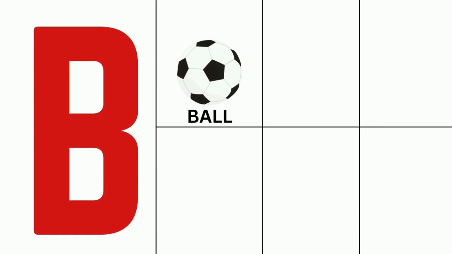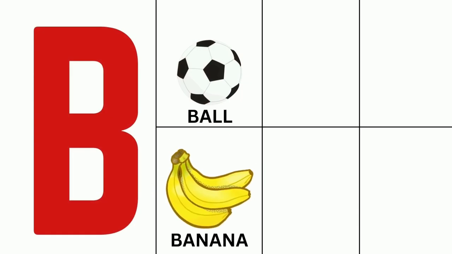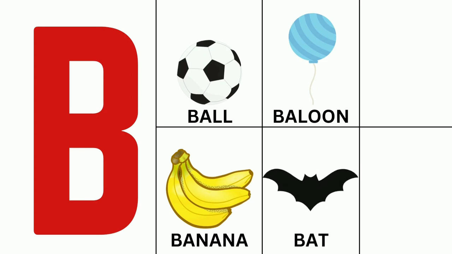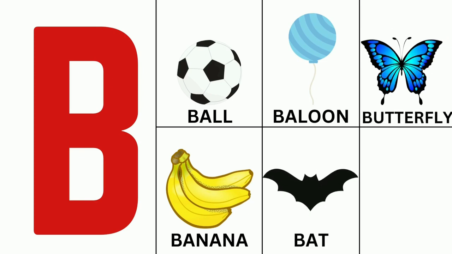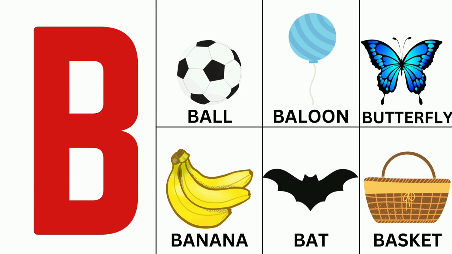B. Let's learn the words that start with B. B for ball. B for banana. B for balloon. B for bat. B for butterfly. B for bus.